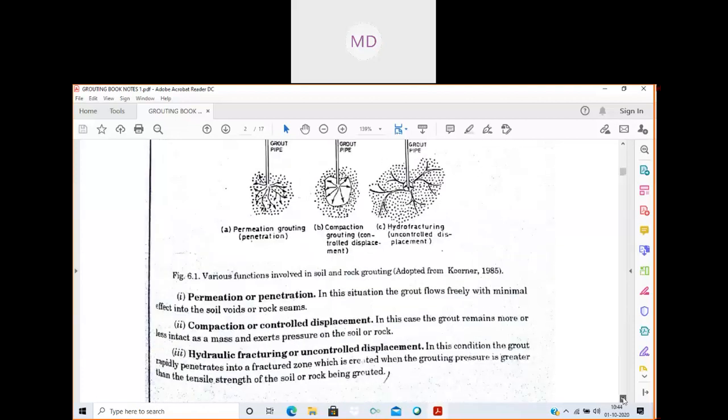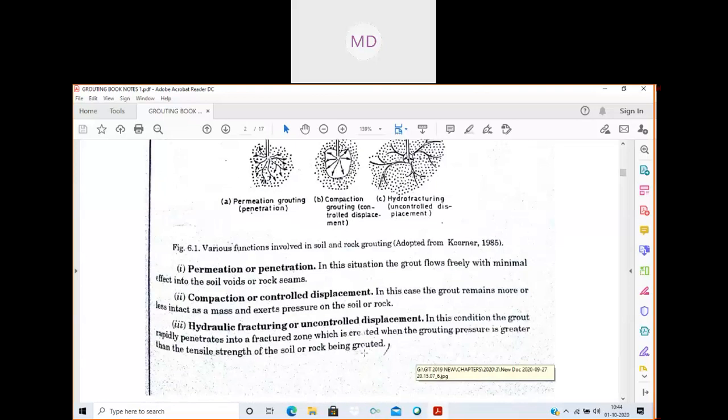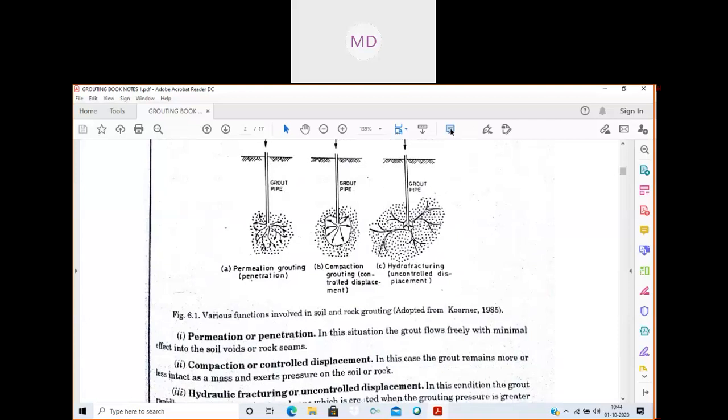Next, we move to hydraulic fracturing or uncontrolled displacement. In this condition, the grout rapidly penetrates into the fractured zone, which is created when the grouting pressure is greater than the tensile strength of the soil or rock being grouted. Here what happens, the pipe is inserted, same process.